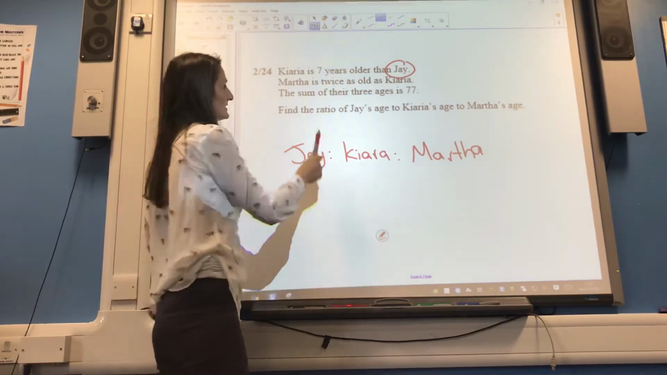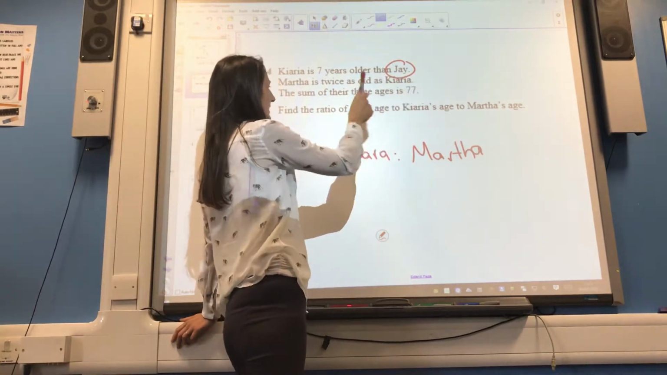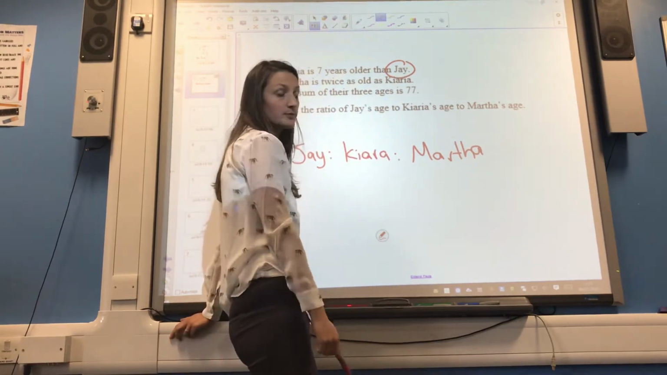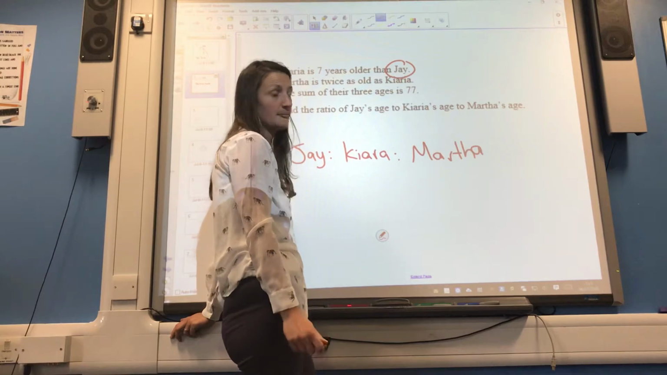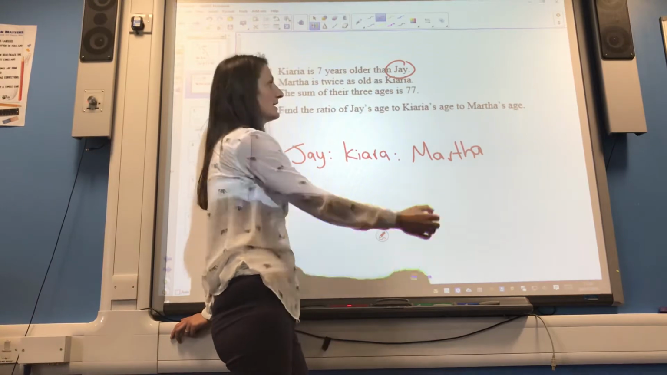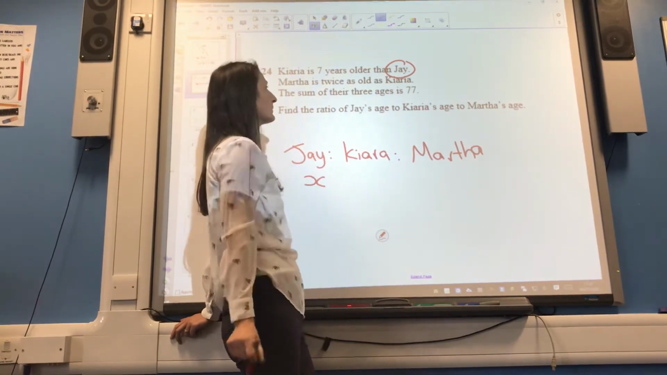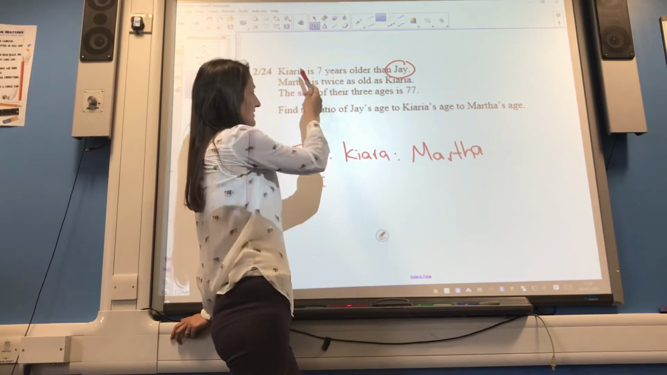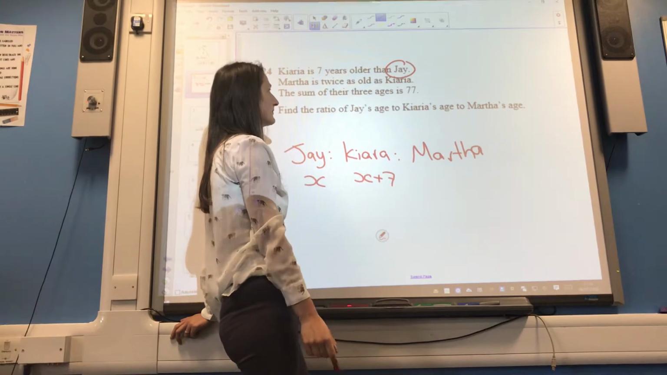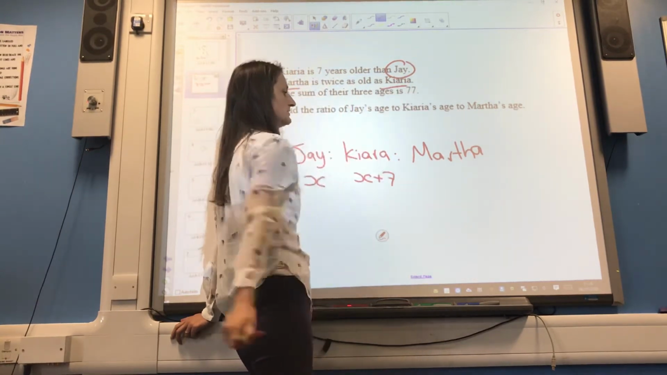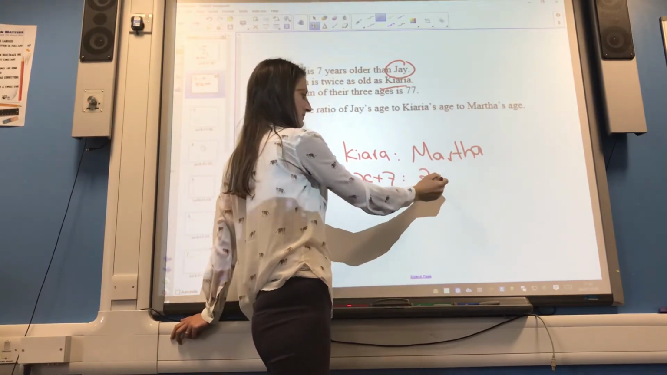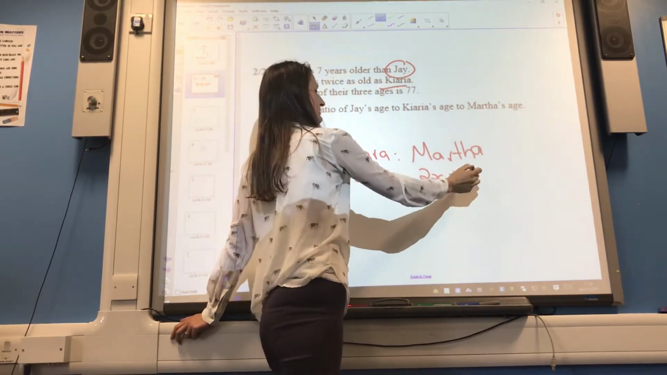This question says that Kira is 7 years older than Jay, and Martha is twice as old as Kira. So it all comes down to Jay. But the problem is we don't know how old Jay is. What we always do in maths when we don't know something like that is say, okay, let's just call Jay X. If Jay is X and Kira is 7 years older than Jay, then Kira is X plus 7. And if Martha is twice as old as Kira, then she's going to be double this: double X, 2X, double 7, 14.